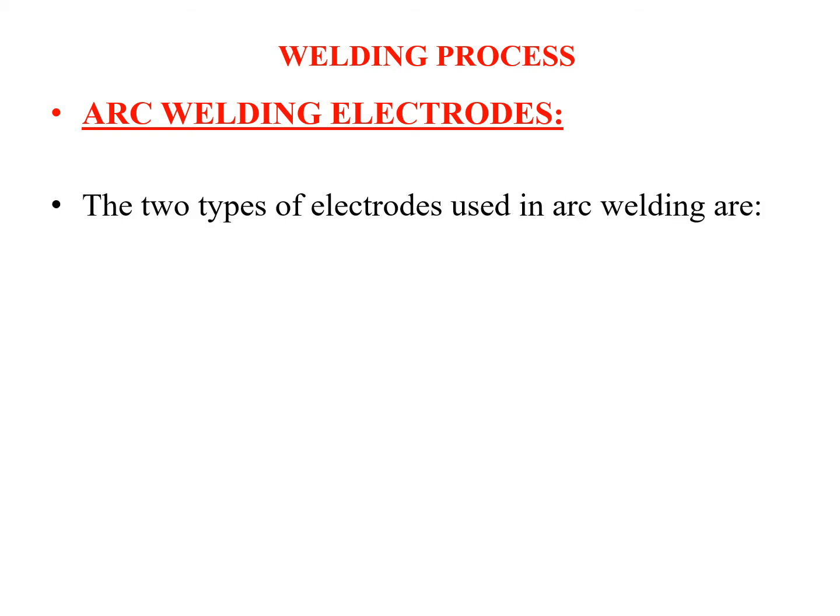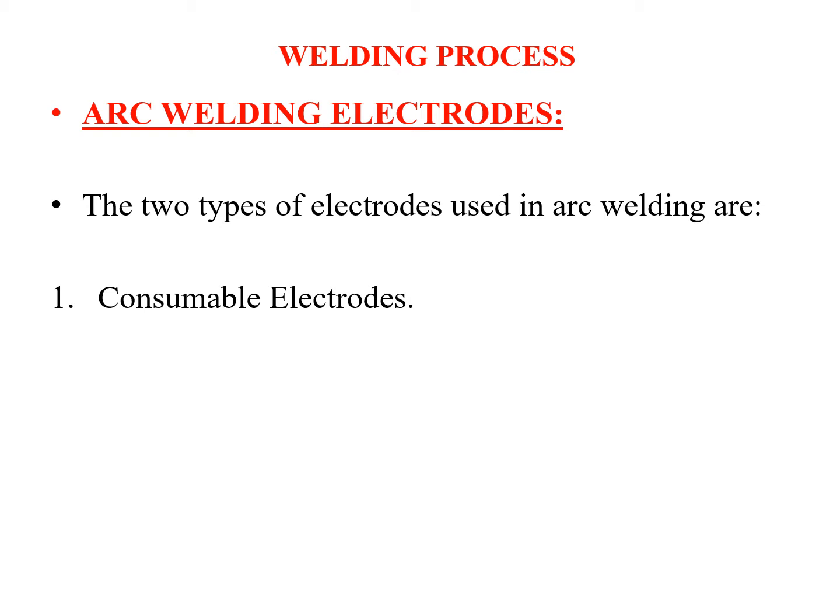There are two types of electrodes used in arc welding. The first one is the consumable electrode. As the name suggests, a consumable electrode gets consumed during the welding process. Consumable electrodes usually melt along with the workpiece and fill the joint. As you remember, we do edge preparation and maintain a gap, so there the consumable electrode will melt and get deposited in that area.